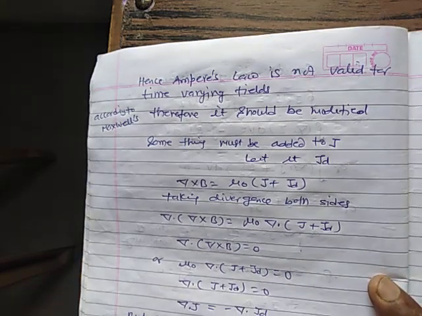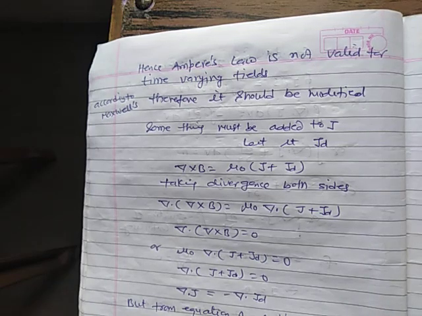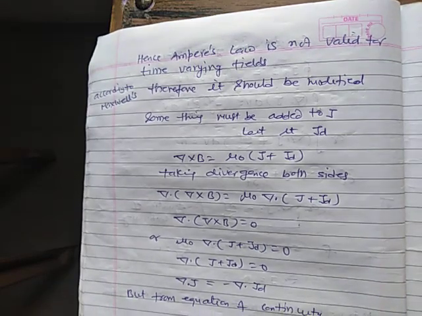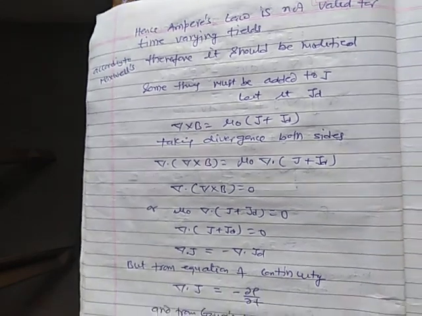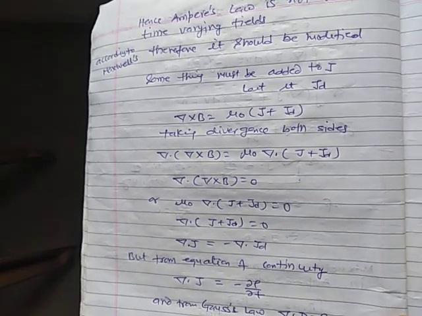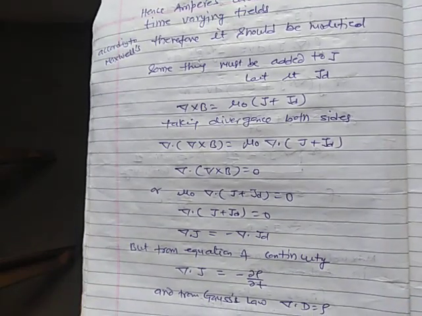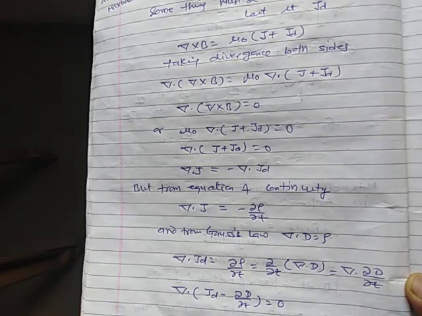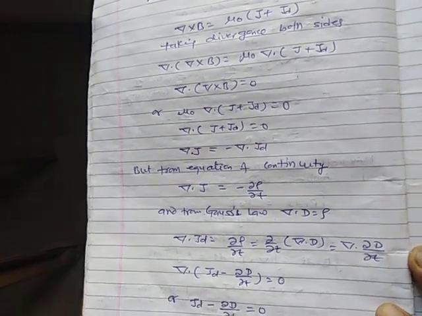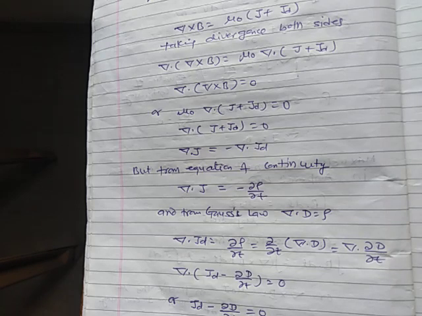So according to Maxwell, it should be modified. Something must be added to J. So let it be JD, that is displacement current. So del cross B, we can write again, is equal to mu 0 times J plus JD. Taking divergence both sides, we have del dot del cross B is 0 as we know. So mu 0 del dot of J plus JD is equal to 0, or del dot J plus del dot JD is 0, or del dot J is minus del dot JD. But from the equation of continuity, already we know del dot J is equal to minus del rho upon del t, and from Gauss's law del dot D is equal to rho. So we can substitute these values. So del dot JD is del rho upon del t, equal to del upon del t of del dot D, and we can write like this.